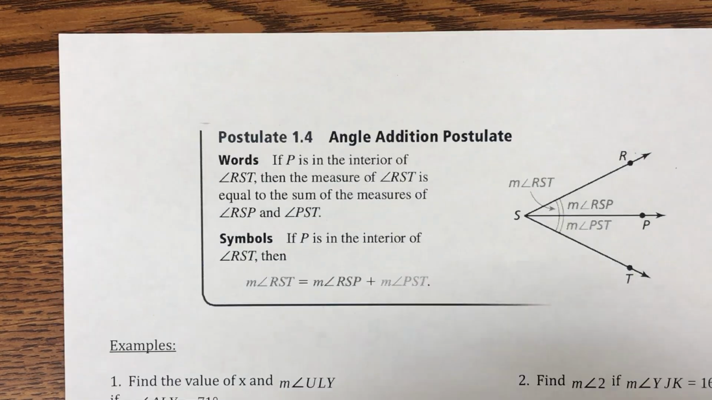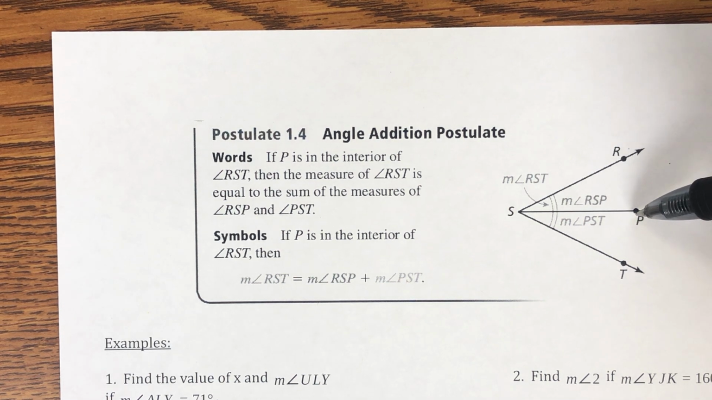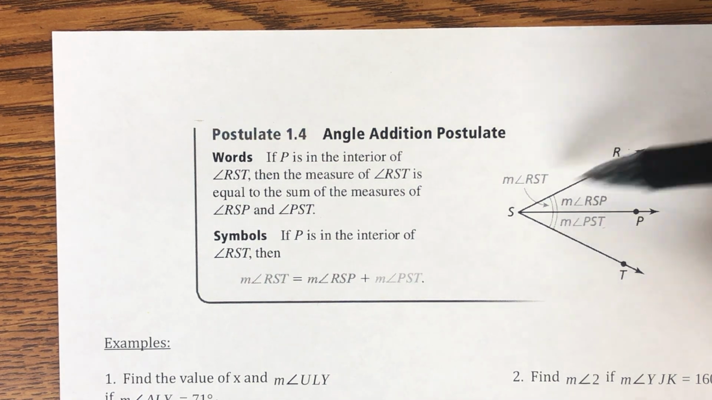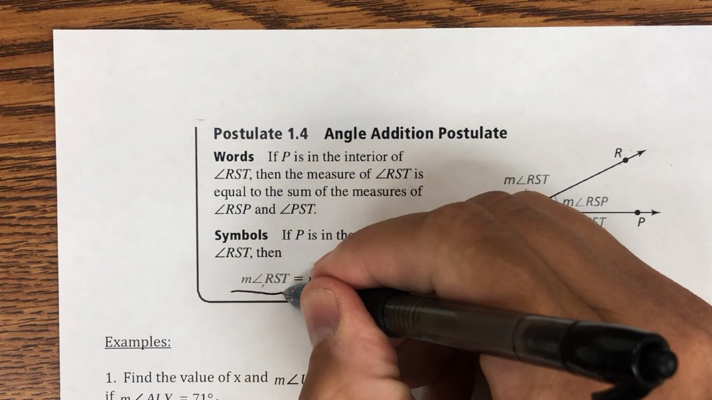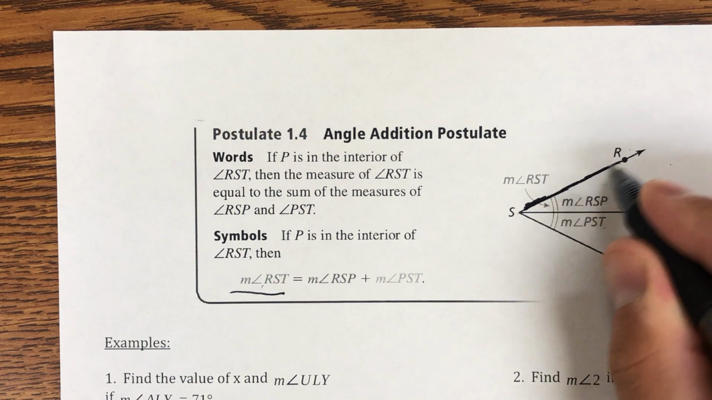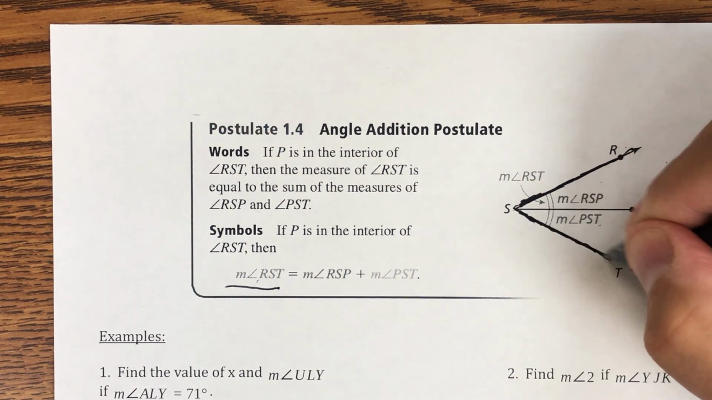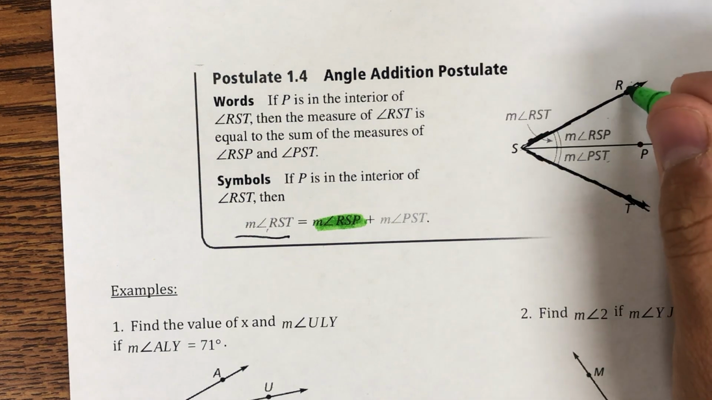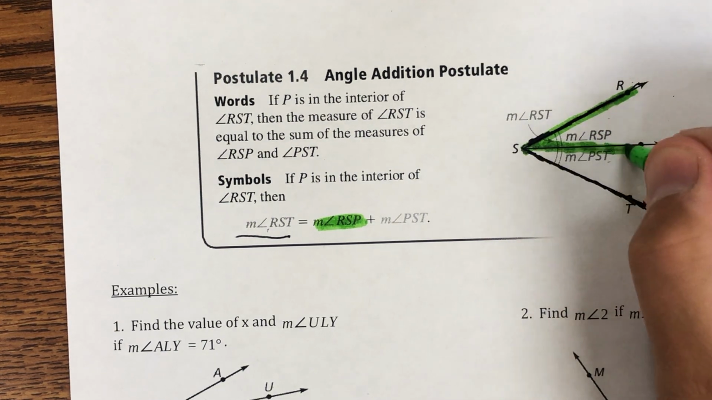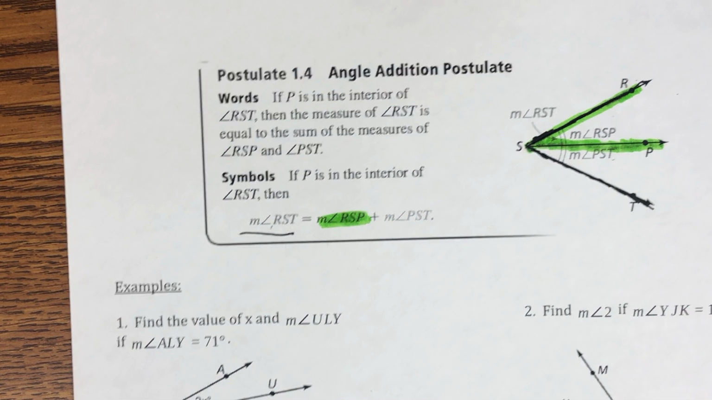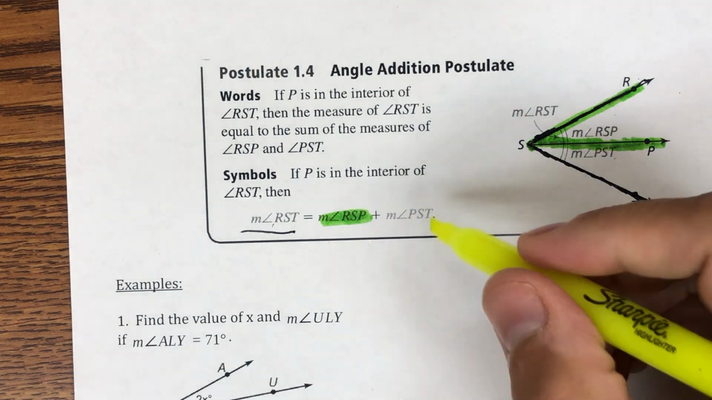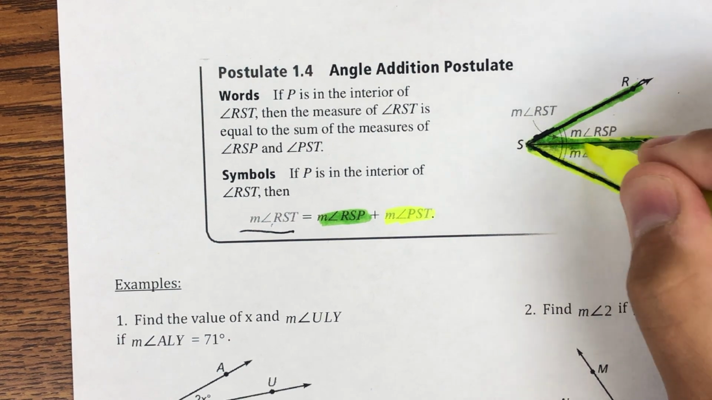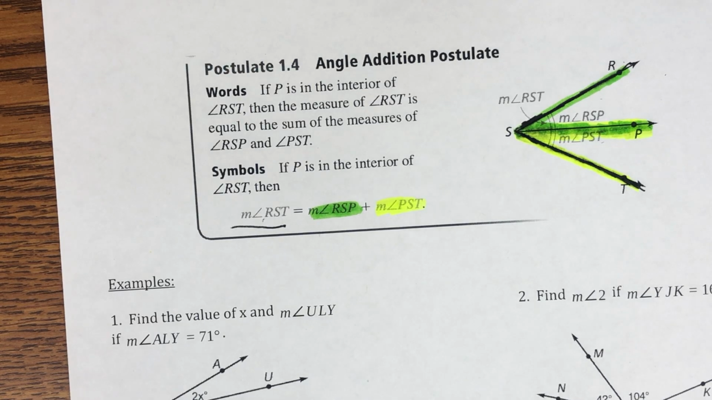And just to make it formal, the angle addition postulate just states that if a point is in the interior of an angle, then I can add the two parts to get the whole thing. So angle RST, that's the whole thing. I'll highlight that in my black pen. The whole angle is equal to the two parts added together. So angle RSP, that's this top one, plus the bottom one, which is angle PST. So I'm going to highlight the bottom one in yellow. So added the two parts together to get the whole thing.